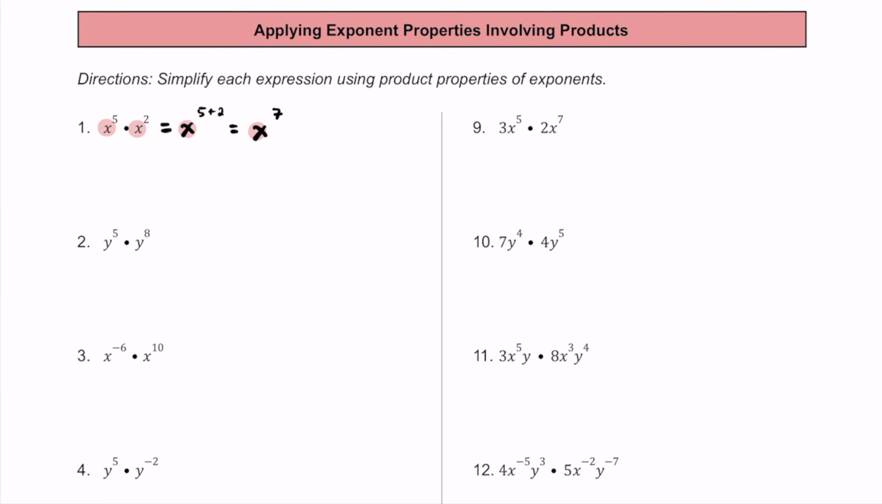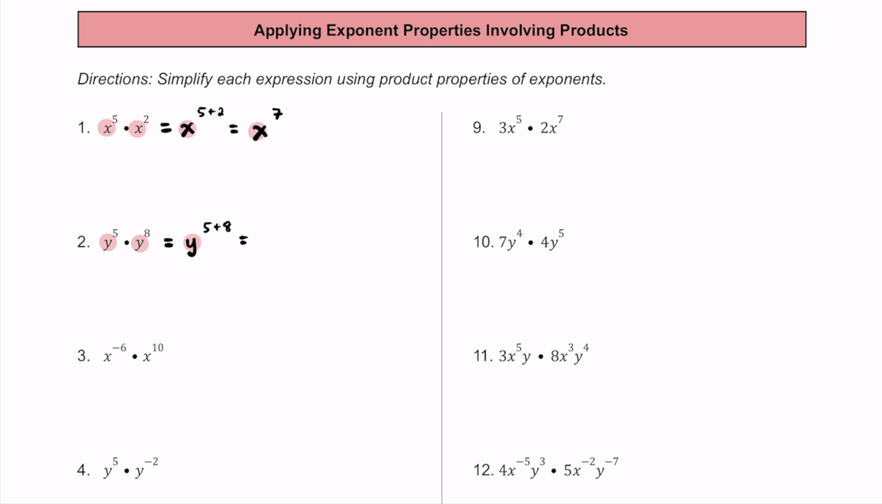For number 2, we have y to the 5th power times y to the 8th power. So that's 5 y's multiplied together times another 8 y's that are multiplied together. So if we go ahead and write this, we can write it using just one y, since they have the same base. And we can go ahead and add these exponents. So we can write 5 plus 8.